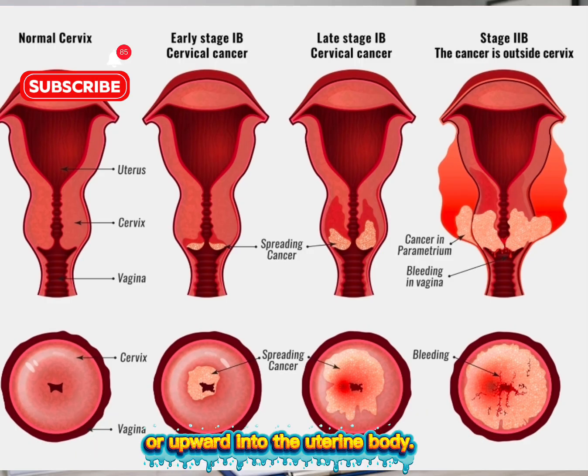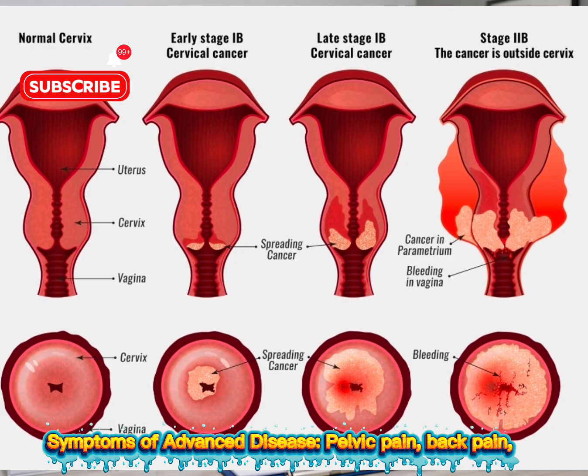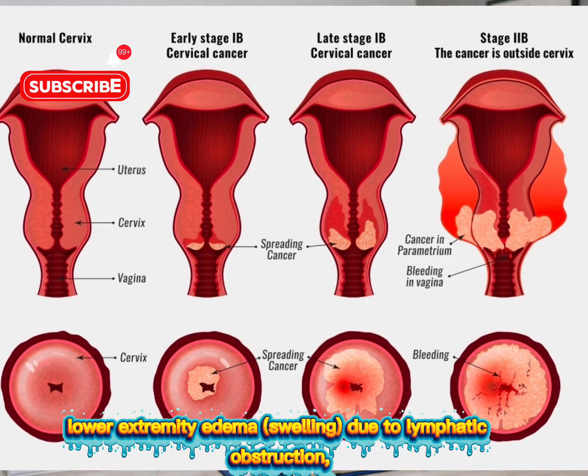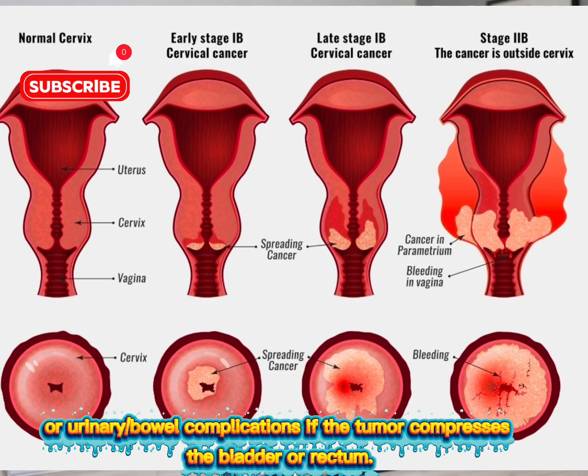Symptoms of advanced disease: pelvic pain, back pain, lower extremity edema, swelling due to lymphatic obstruction, or urinary/bowel complications if the tumor compresses the bladder or rectum.